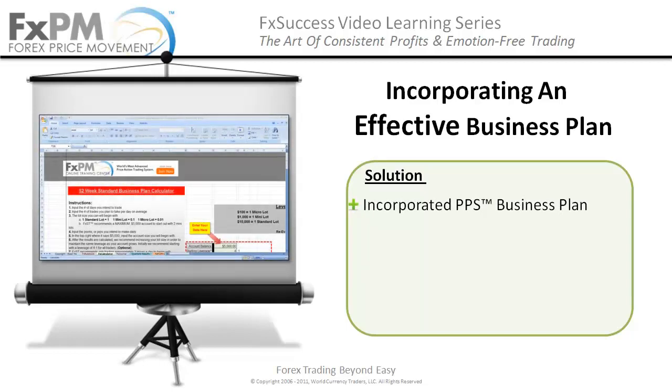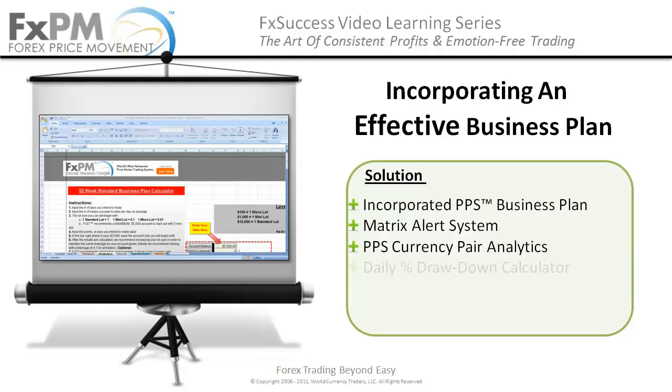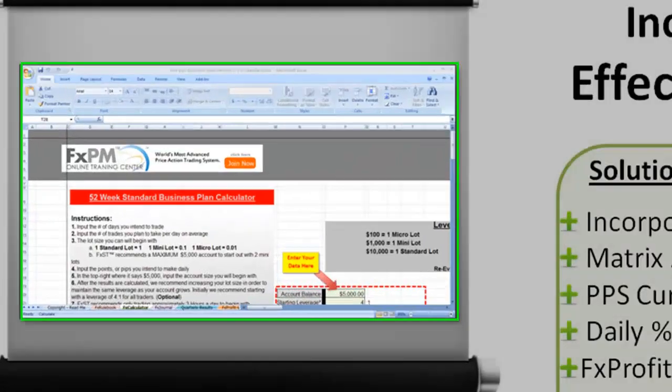It incorporated things like the matrix alert system so that you could record trade signals and know where your profitable trading opportunities lie. Another key area of development was the currency pair analytics feature that allows you to see what the currency pairs are most profitable and what currency pairs you are trading the most. Now, in order to control losses, we implemented an auto-calculated daily drawdown calculator based on your current account balance projection. And of course, the profit calculator to set a realistic approach to trading. Let's take a look at this right now.